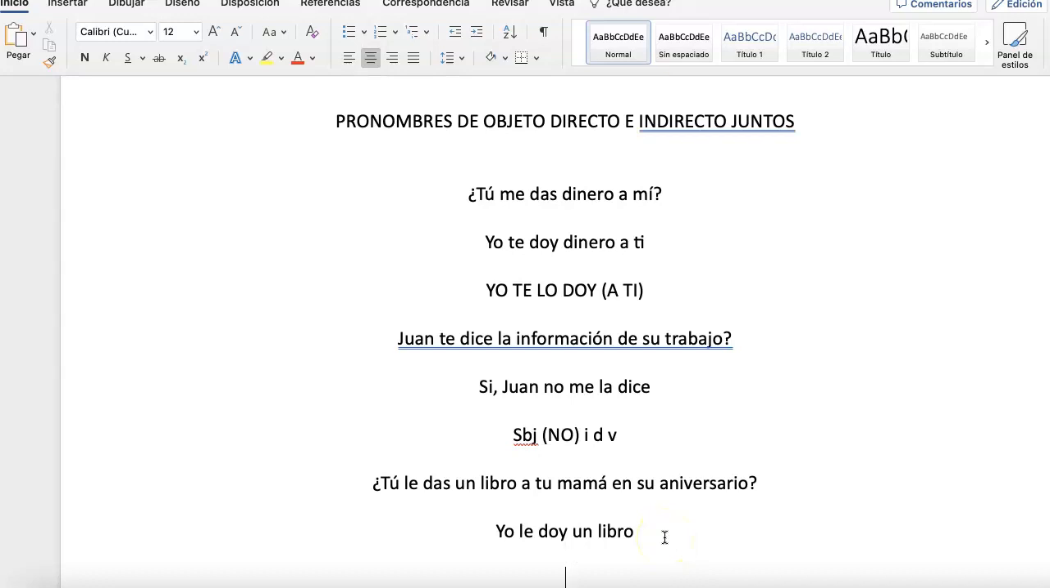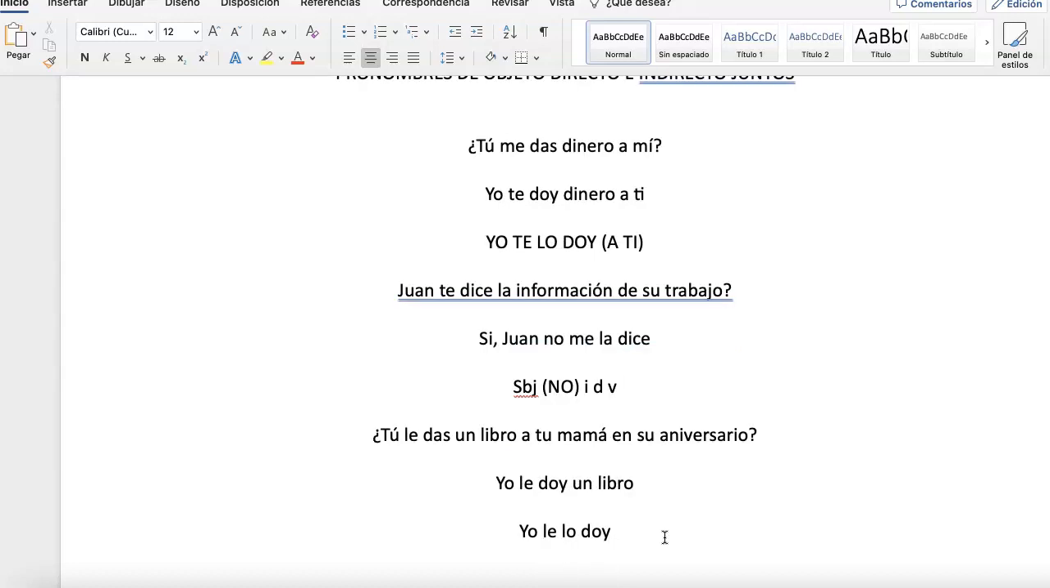But now we're gonna substitute the direct object for a pronoun. Yo, le, libro is masculine, lo doy, right? And that's the correct answer, except, and this is very important, if the two pronouns start with L, and that's the last thing you need to learn about this. You need to change the first le for a se. Yo se lo doy. Why? It's the way you do it in Spanish.